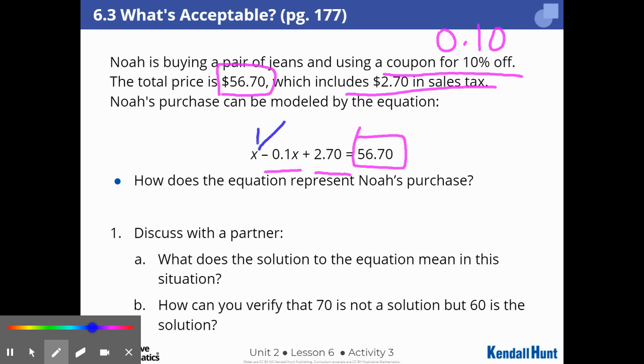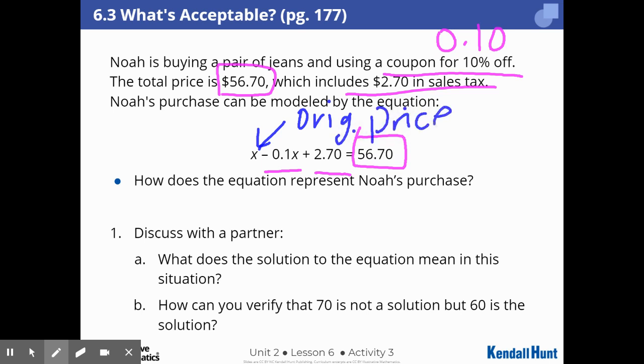Well, x would have to be the original price of the jeans. So take a minute and make sure that makes sense to you. You've got the original price minus 10% times the original price. So this is that 10% off coupon. You add the $2.70 for sales tax, and it gives $56.70 total. So the solution is the original price of the jeans. That's what x stands for.